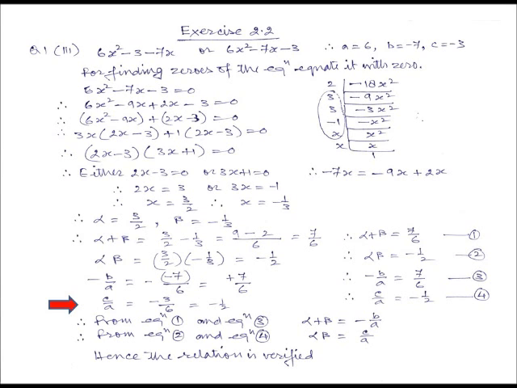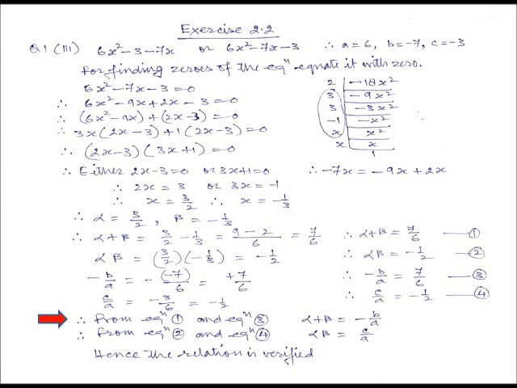Now dividing coefficient c with a, we get c upon a is equal to minus 3 upon 6, that is equal to minus half. Therefore, c upon a is equal to minus 1 by 2. This is equation number 4. From equation 1 and equation 3, we find that right hand side of both the equation is equal to 7 upon 6. Therefore, alpha plus beta is equal to minus b upon a. And on comparing the equation 2 and 4, we find that right hand side of both the equation is equal to minus half. Therefore, alpha into beta is equal to c upon a. Hence, the relation is verified.